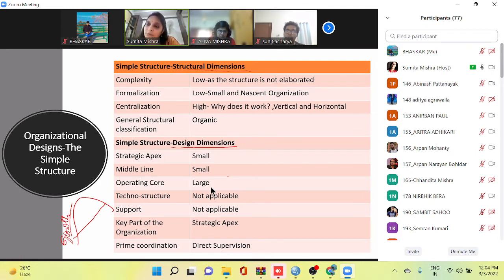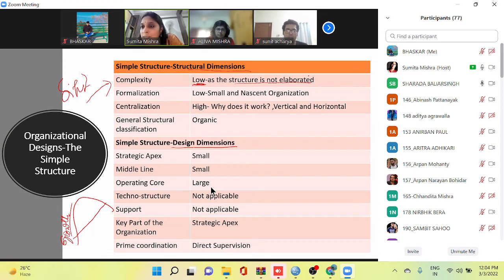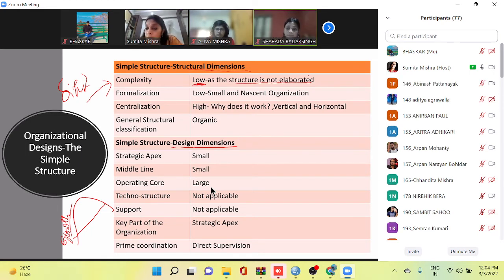Yeah, let's go to the first. Like I told you, in design, the first thing that you will look at is the size. Size. Okay. Because size is very important. Now let me go to complexity. What have I written? Complexity is low as the structure is not elaborated. What is the meaning of structure is not elaborated? The organization is small, the size is small. So you don't really have too much elaboration. So complexity is low.